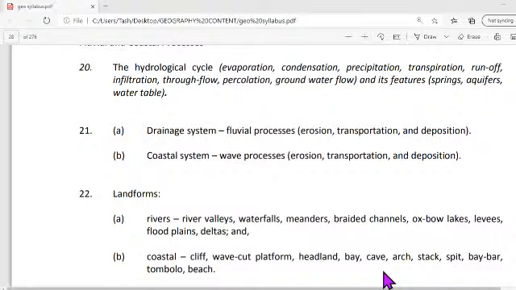So let us just get right into it, okay? On the syllabus here, it shows us that for the coastal landforms, for coast, these are the ones that they want us to look at. That's what the syllabus wants you to pay specific attention to.